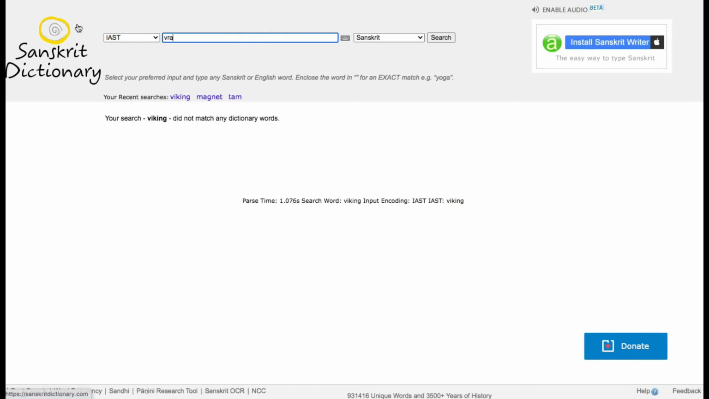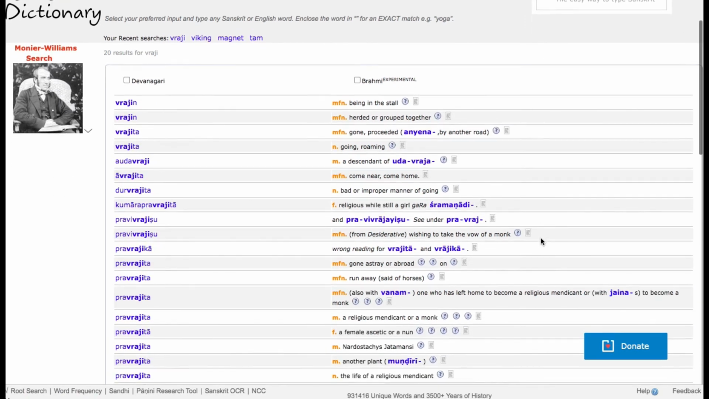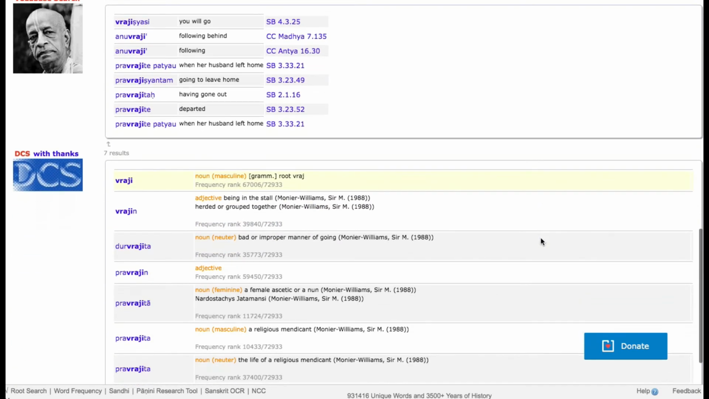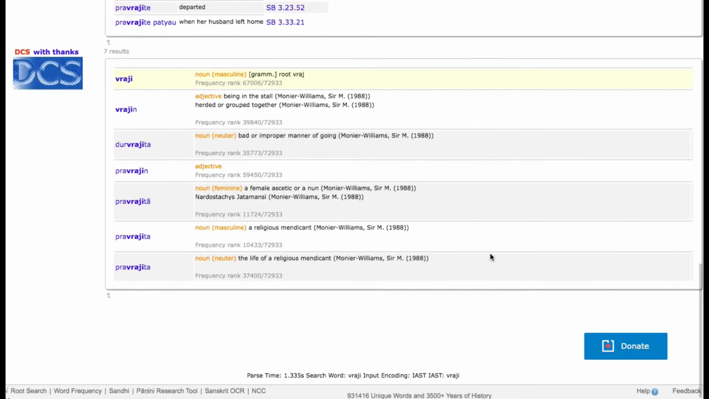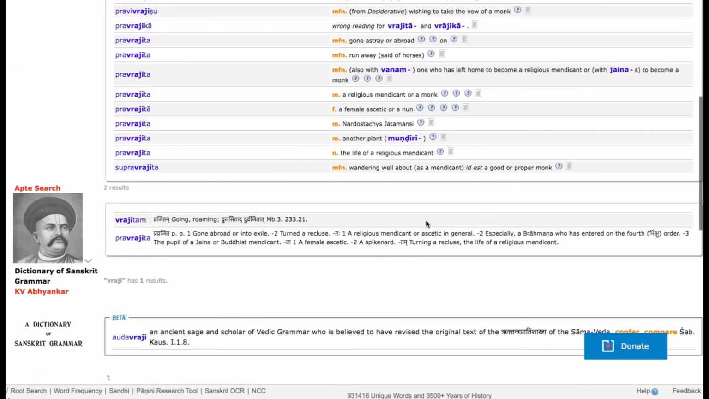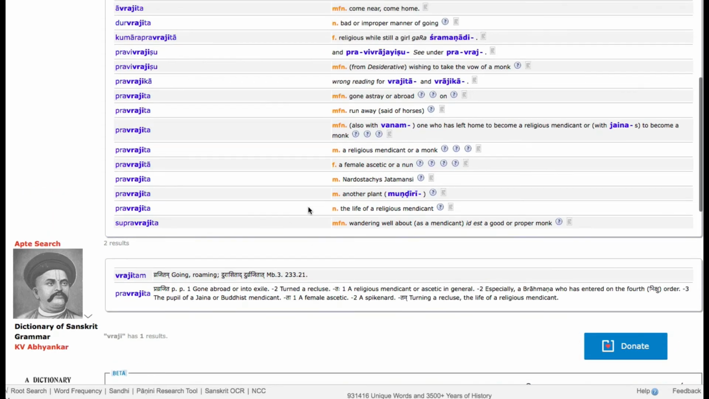So for example, vraji, they don't have it on this one. So different databases are going to have different results. Vrajin, and you can look around and see what you can find. So there's a lot of things that you can see here. Vrajit, the life of a religious mendicant, has a female ascetic or nun, pravajita. So it has that root in there as well. So it means somebody that might have special powers. Pravajita, a religious mendicant, the same thing. Female ascetic. What is a female ascetic if not somebody that could be referred to as a witch.